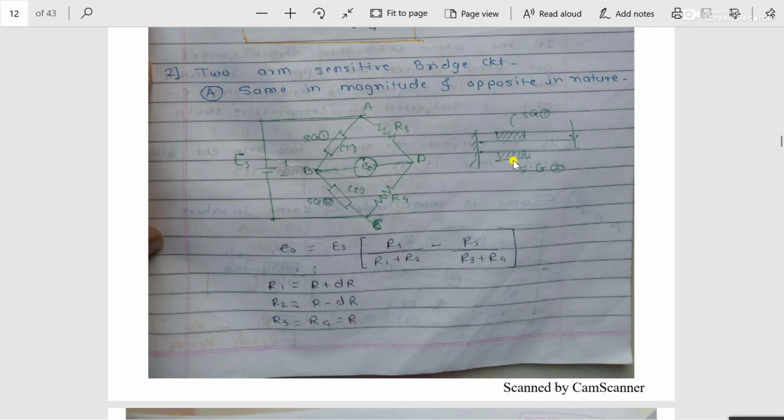At the same time, strain gauge 2 is pasted at the bottom side and it behaves in compression, which means the resistance of strain gauge 1 goes on increasing due to tension, and the resistance of strain gauge 2 decreases due to the compression. Therefore, this condition is called a two arm sensitive bridge circuit, with the same magnitude and opposite in nature, and this condition will be verified by this bridge circuit. Now we have to put the values of strain gauge 1 and strain gauge 2 in the E0 equation to find out the output of this two arm sensitive bridge circuit for this condition.